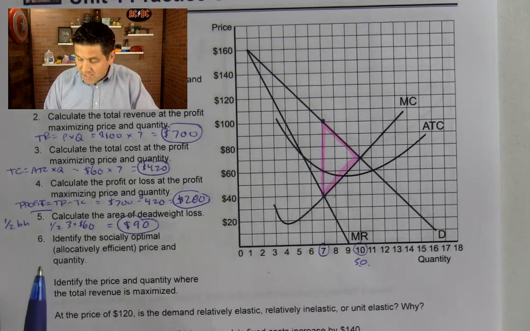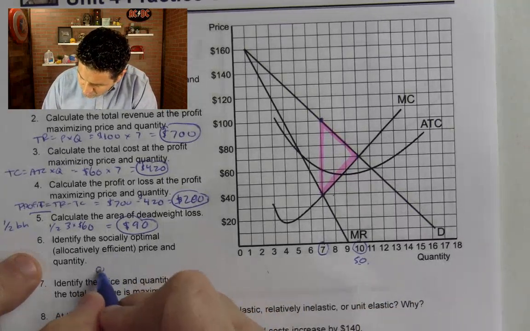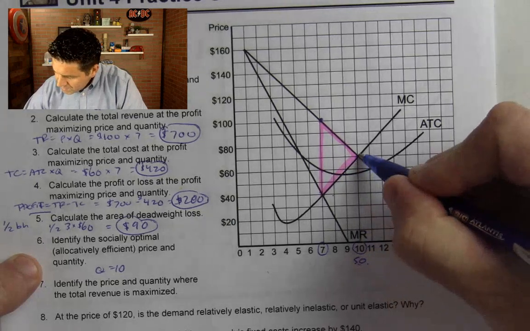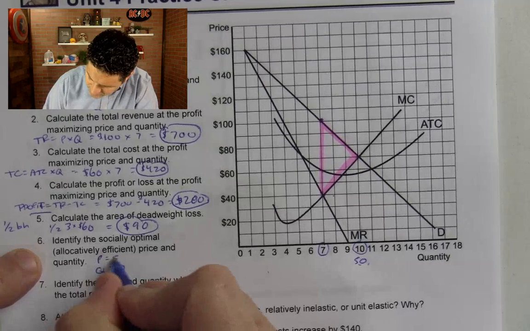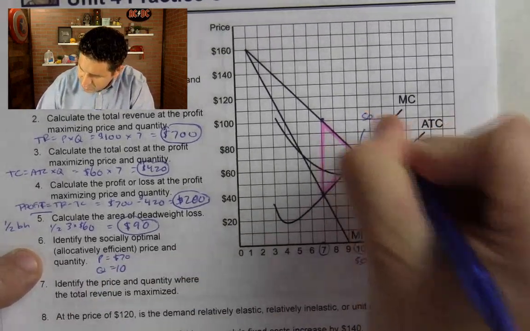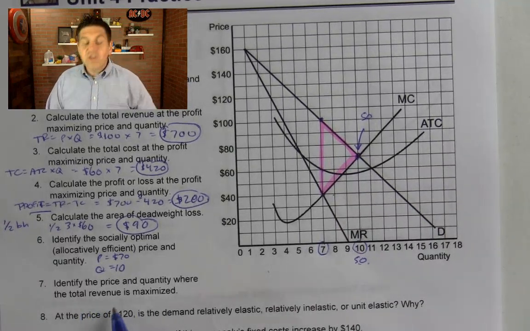We already answered number 6, identify the socially optimal price and quantity. Well, we know the quantity is 10 because I just said that. Where's the price? We just go up to the demand curve. Price is right here. That's going to be what? 70. Price equals 70. This is socially optimal. In fact, I'll put an arrow and write that. Socially optimal.